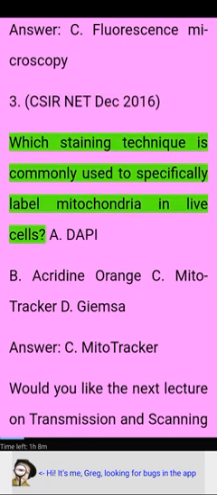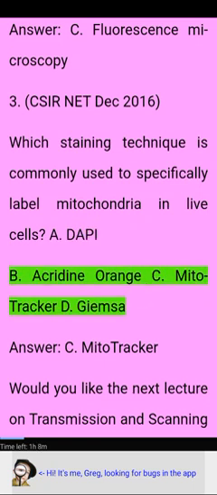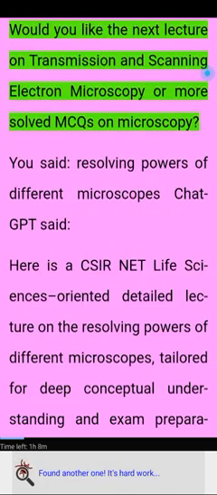3. CSIR NET December 2016. Which staining technique is commonly used to specifically label mitochondria in live cells? A. DAPI. B. Acridine orange. C. MitoTracker. D. Giemsa. Answer: C. MitoTracker.